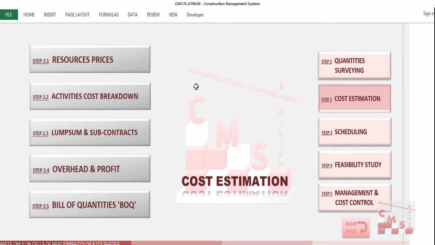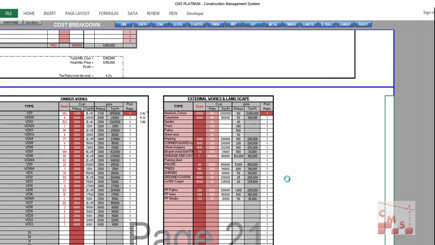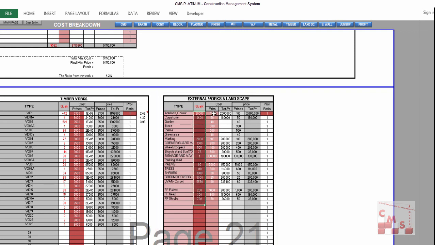Back to cost estimation, resources price. The last one now is the landscape. When you click here, CMS will direct you to external work and landscape, which is the external ground area. Whatever you have in the external ground area, you already have the descriptions and the quantities as we did in the quantity surveying. What you will do is put the price for each, either per square meter or running meter, according to your materials. That's it. That's how to insert all the raw materials and finishing materials prices for CMS.